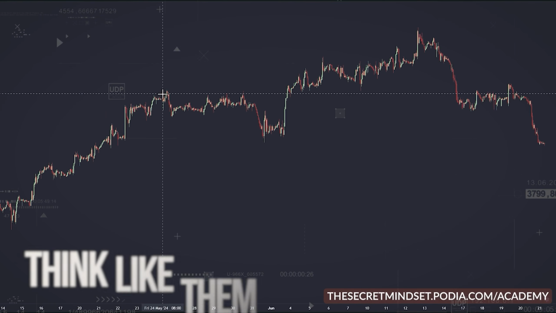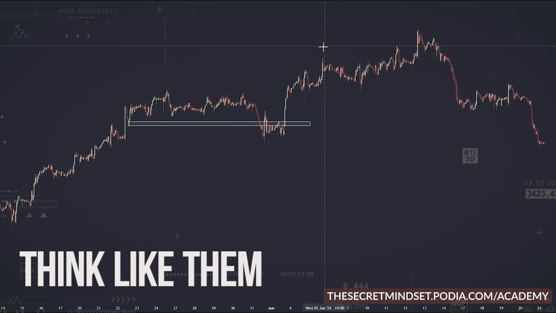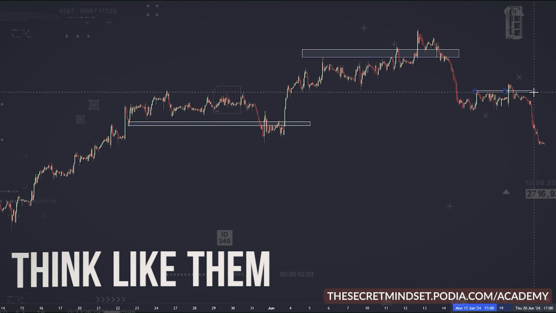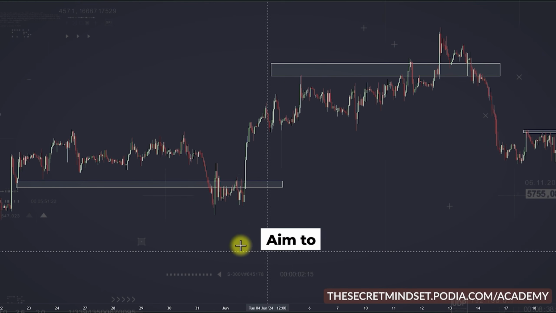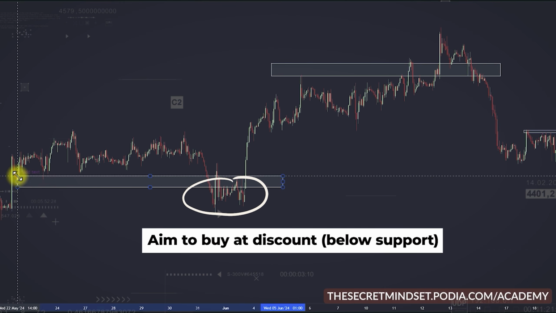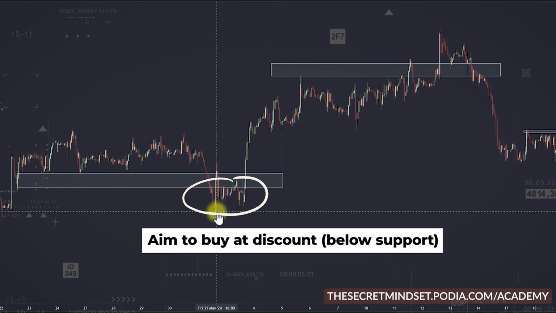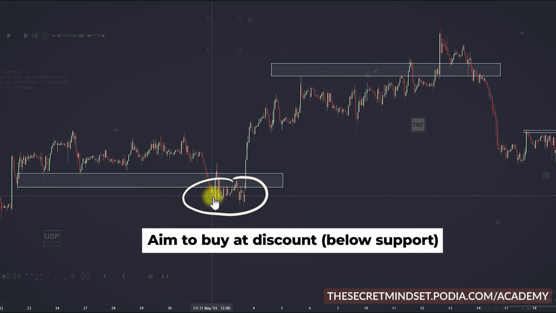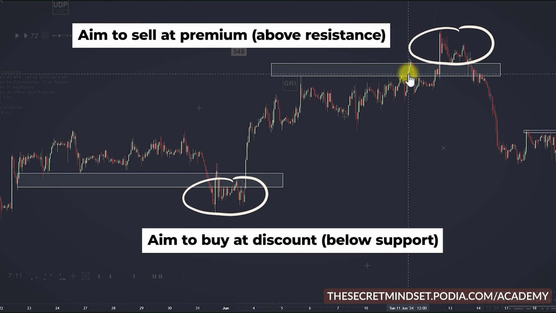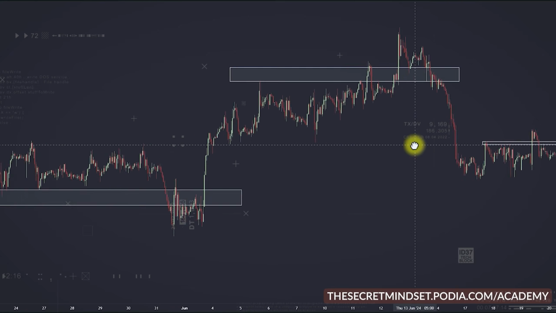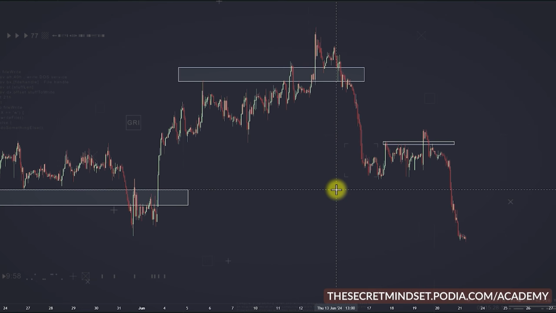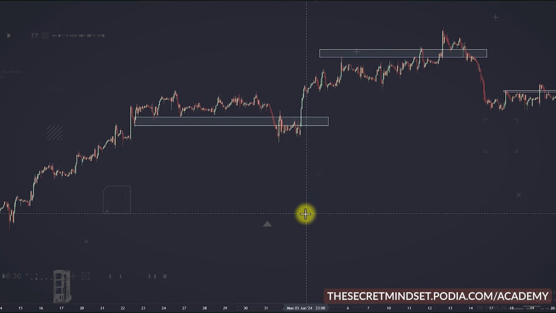The key is thinking like them, not like retail. Ask yourself, if I were managing billions of dollars, where would I want to buy? Where would I want to sell? You wouldn't want to buy at obvious support. Too crowded, too expensive. You'd want to buy below support, where retail traders panic, where you get a discount. You wouldn't want to sell at obvious resistance. Not enough buyers. You'd want to sell above resistance, where retail traders chase, where you get premium prices.